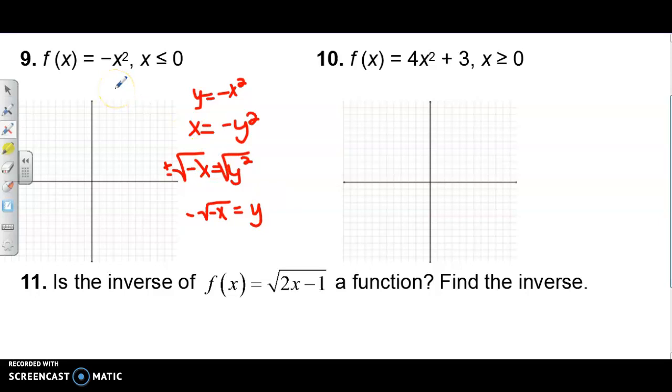Alright, so now it said to graph the original. The original would start out at 0, 0. The x has to be less than or equal to 0, so I go left 1, down 1, left 1, down 3, left 1, down 5. That's 5.